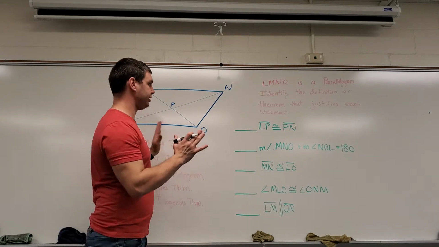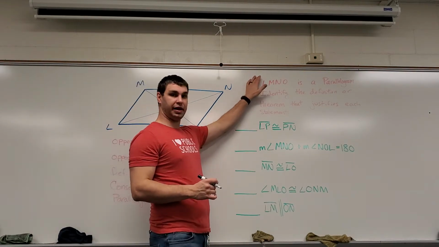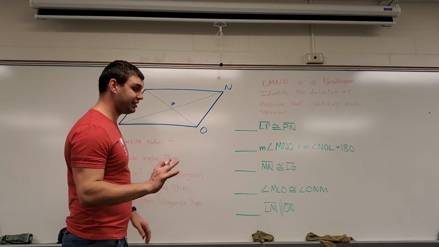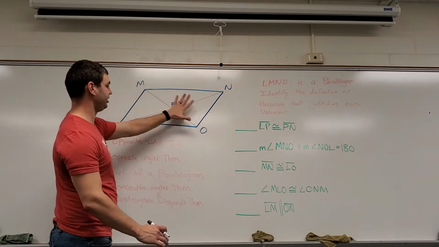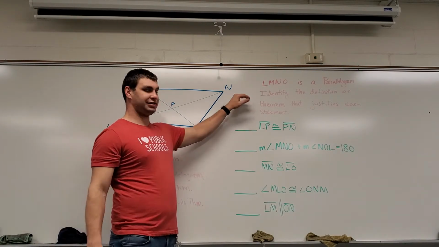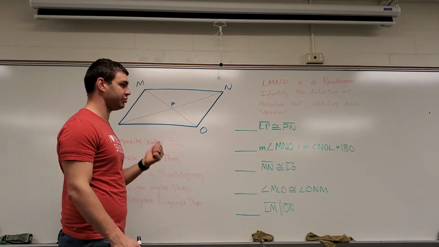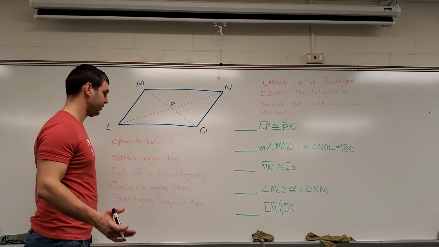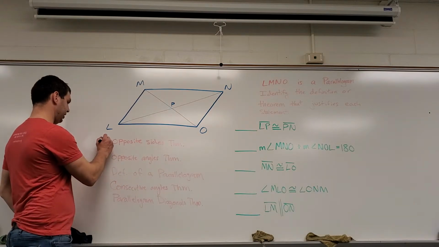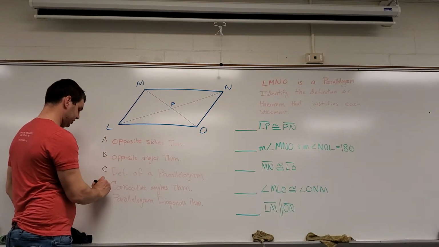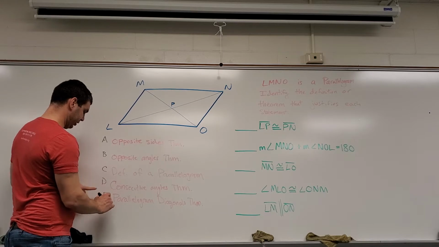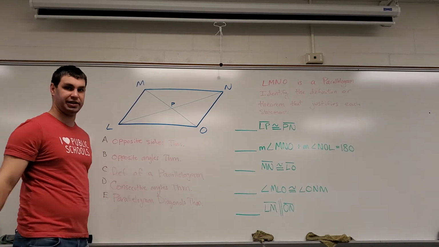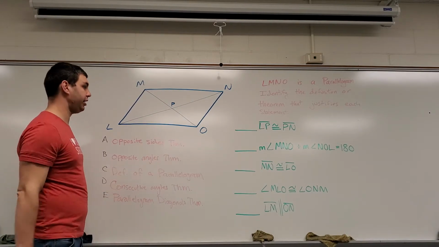All right, guys, in these videos, we're going to look at this problem. It says that LMNO is a parallelogram, and it asks us to identify the definition or theorem that justifies each of these statements here in green. Just for our convenience, I labeled these A, B, C, D, E, so that we can fill those into the blanks, and it'll be a little bit easier than writing out the whole thing. All right, let's try it here.